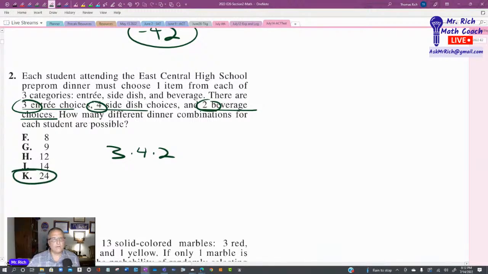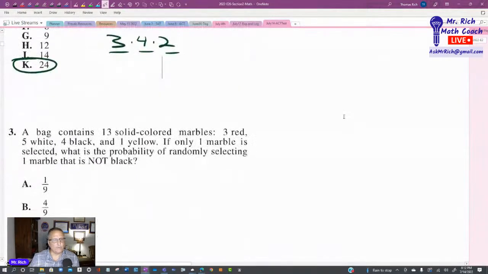All right, let me make sure that, so we're choosing one item from the 3 categories. I got 3 numbers, 3, 4, and 2. Yep, I like that answer. Let's go to number 3.